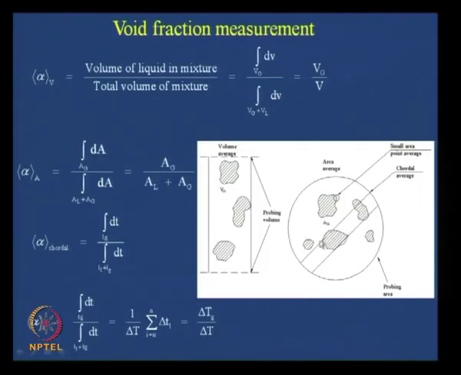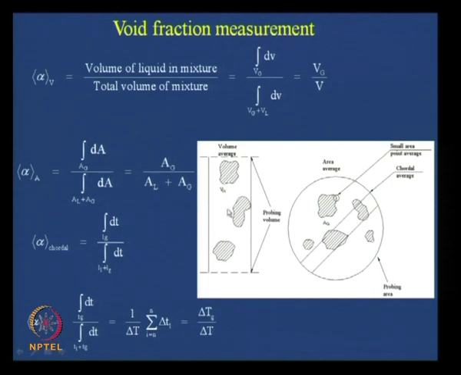There can be circumstances where neither the volume average nor the area average is possible. Under that circumstance, what do we do? We go for the chordal average void fraction, which gives us the void fraction across, say, the diameter of the channel cross section or across any particular chord. Okay, I have shown it here, you can see it.